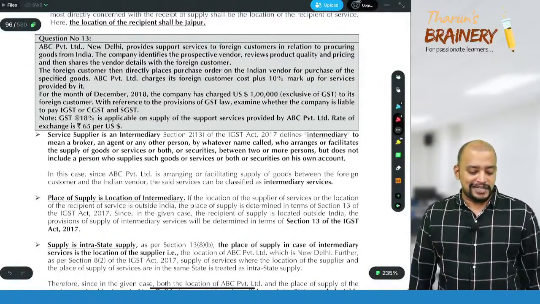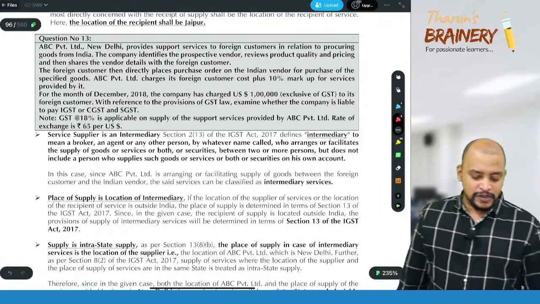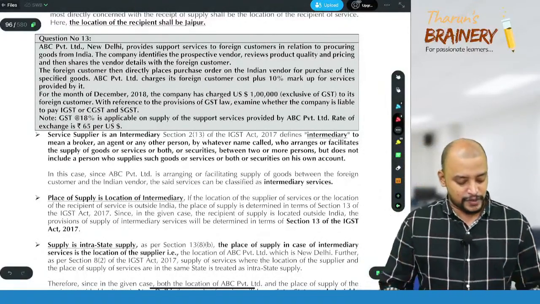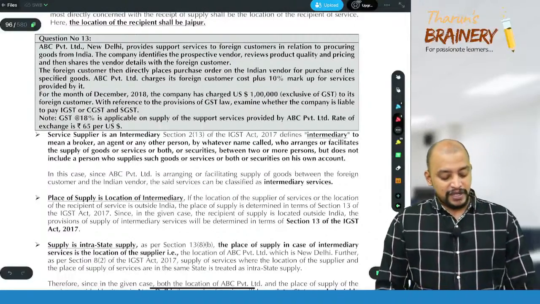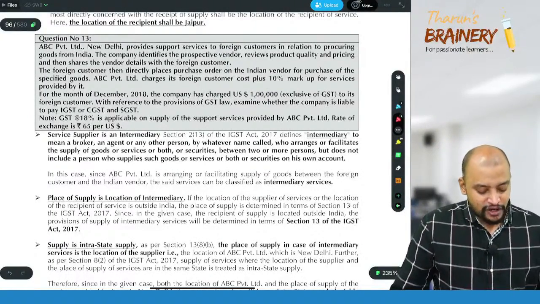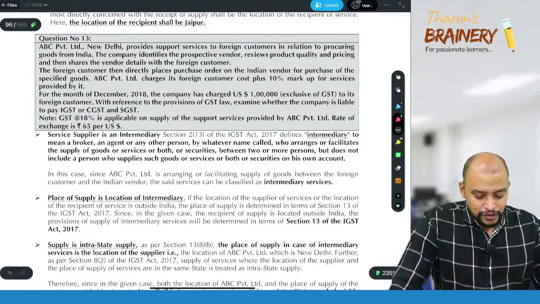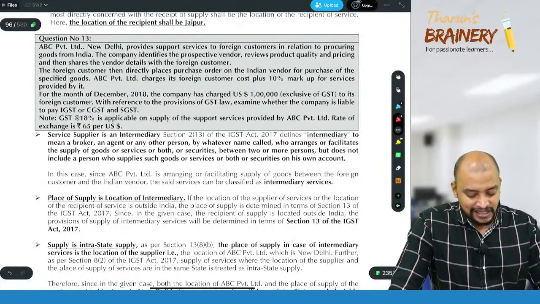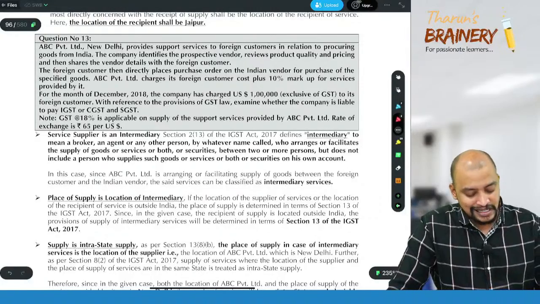ABC Private Limited charges its foreign customer cost plus 10% markup for the services provided by it. For the month of December, the company has charged $1 lakh to its foreign customer. With reference to the provisions of GST law, examine whether the company is liable to pay IGST or CGST, SGST.